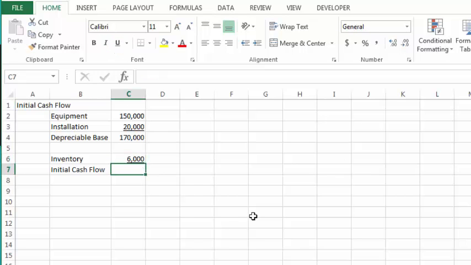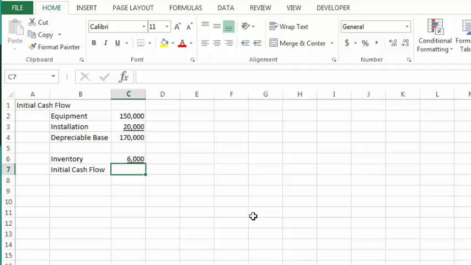Because for the initial cash flow, the sign is important. I've listed them all, but I want to get the sign right. I have to look at if this is an inflow or an outflow. If it's an inflow, then it's positive. If it's an outflow, then it's negative.